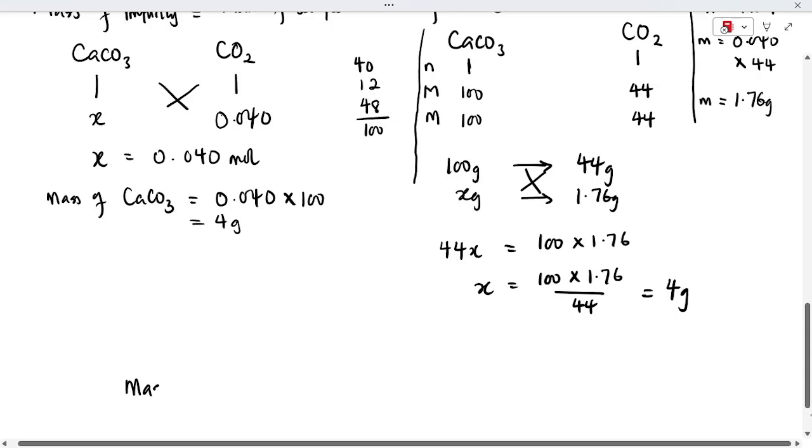So therefore, our mass of impurity is the mass of the sample, which we are given as 5.0 grams, minus 4 grams. That gives us 1.0 grams. And that becomes our answer. So you can see, it is just that straightforward.